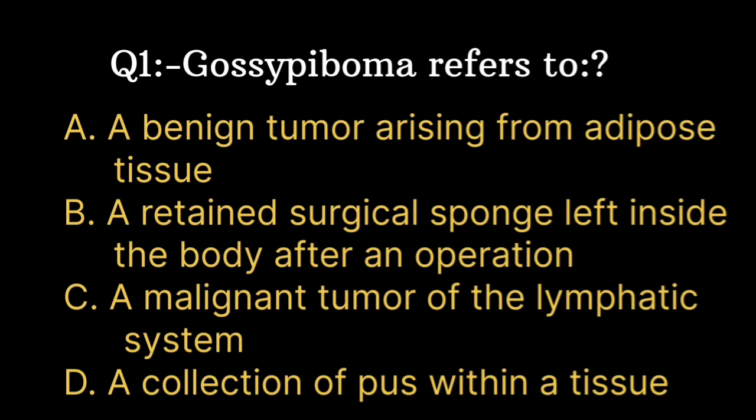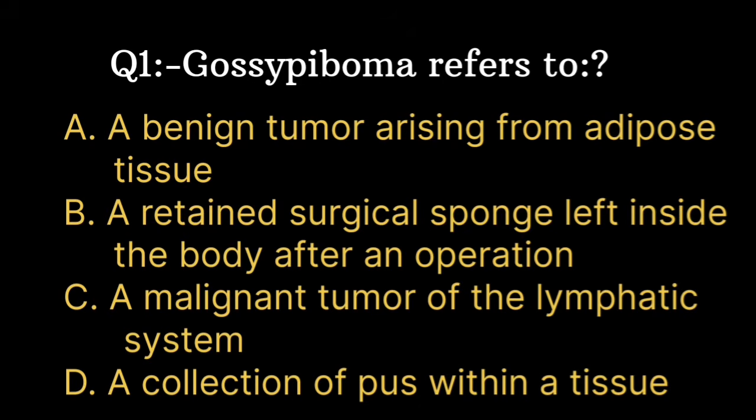Question number 1. Gossypiboma refers to: Options A. A benign tumor arising from adipose tissue. B. A retained surgical sponge left inside the body after an operation. C. A malignant tumor of the lymphatic system. D. A collection of pus within a tissue.